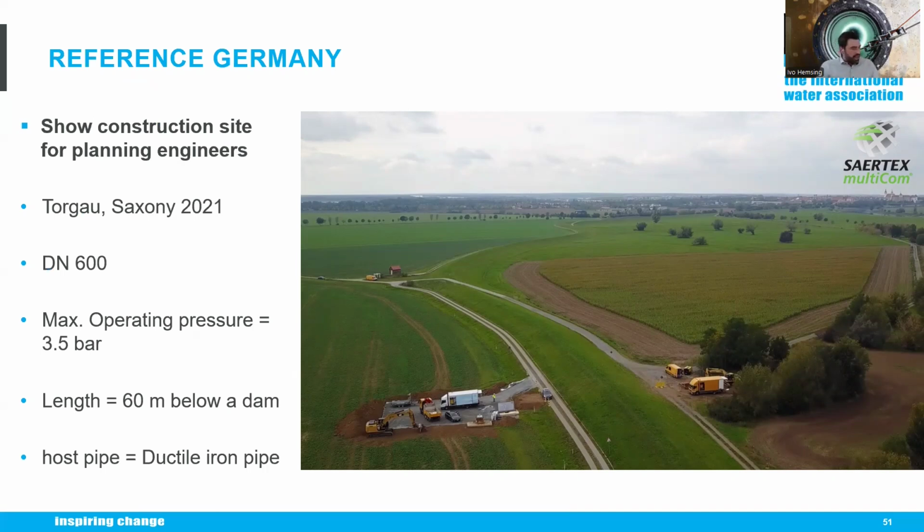I begin with a very easy one, I would say. It's in Germany, in Eastern Germany, in a small town called Torgau. This was a show construction site. We invited there more than 60 planners, network owners, operators. Everybody was welcome. It was a DN600 potable water pipe made of ductile iron. In the pipe sockets, the pipe was leaking with an operating pressure of 3.5 bar. The length was only 60 meters. But it was perfect to show our technology to everybody nearby.